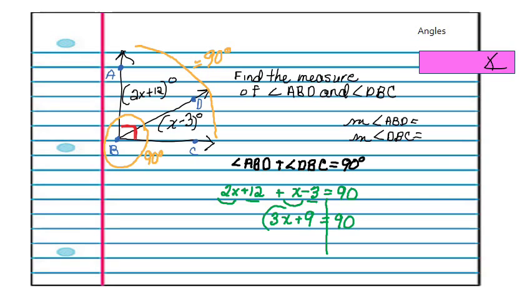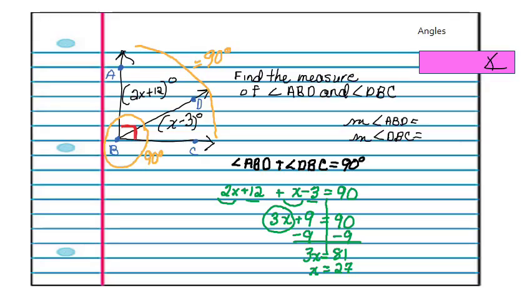Now we have to isolate the variable here, get it all by itself using the additive inverse. So minus 9 and minus 9 is going to give us 3x equals 81. Divide out the 3 or use some mental math. Get used to using a little bit of mental math here. And 3 times what will give you the 81? And you find that it's 27.